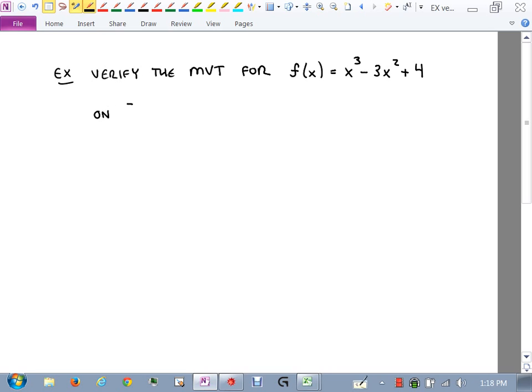Okay, let's see how we can apply the mean value theorem to something. Verify the mean value theorem for f of x equals x cubed minus 3x squared plus 4 on the interval [-2, 3].